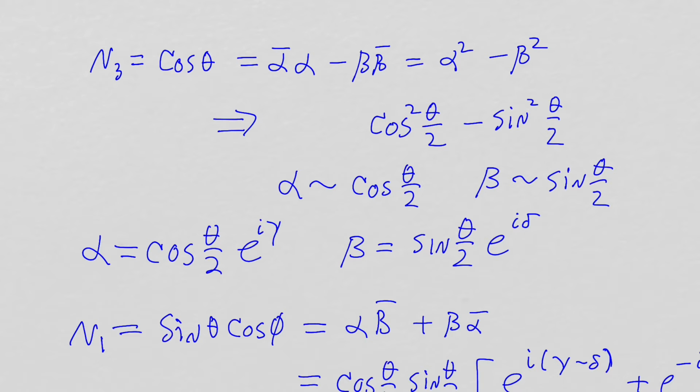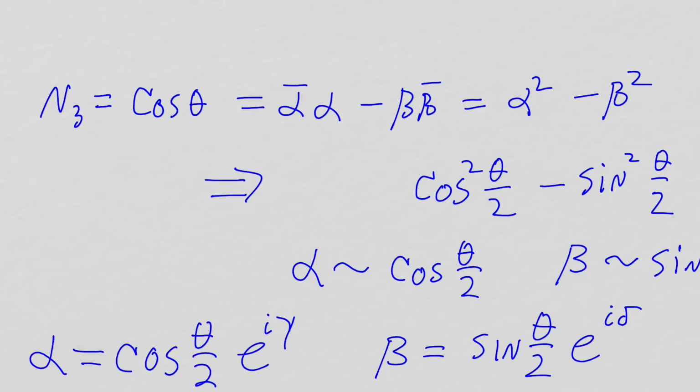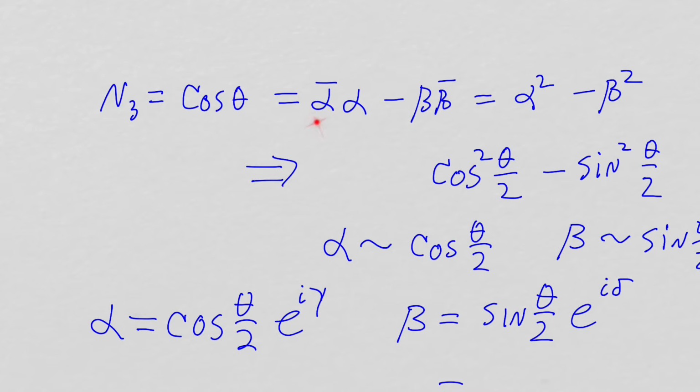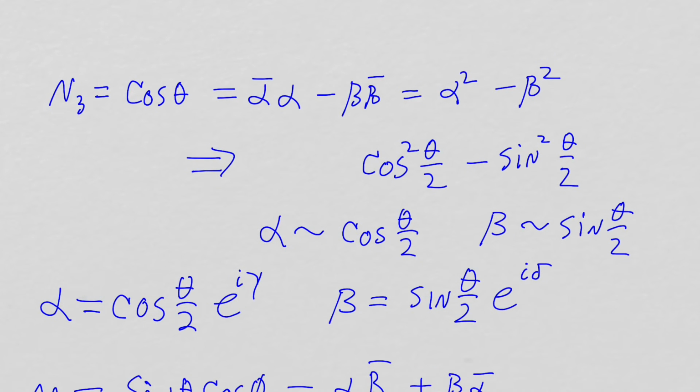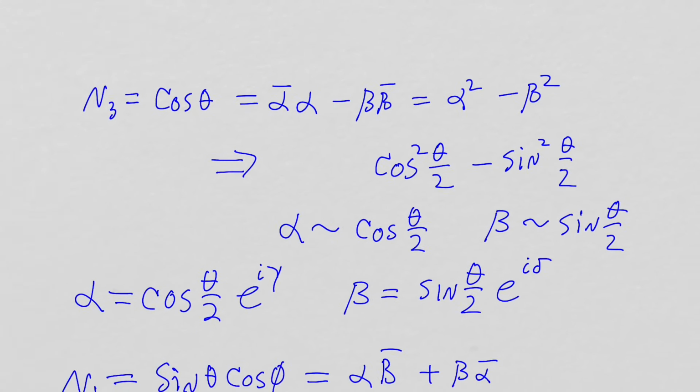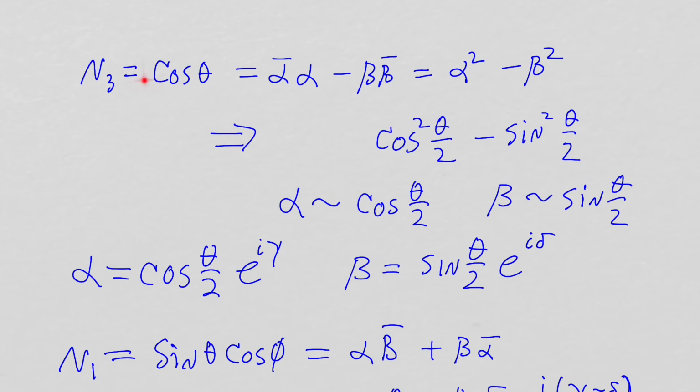But we know what n3 is. It's this product of the complex numbers and their conjugates subtracted from each other. So we're going to call alpha squared and beta squared, because alpha conjugate is just sort of alpha squared, beta squared. And cosine of theta has to equal the difference of two squares. But we know what that is from trigonometric considerations. We know the double angle formula.